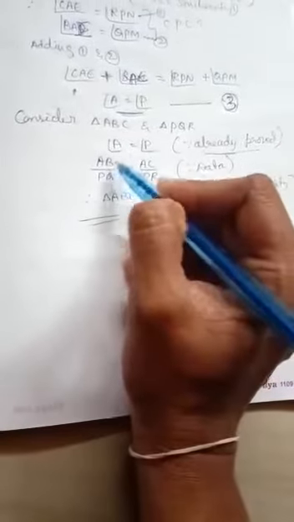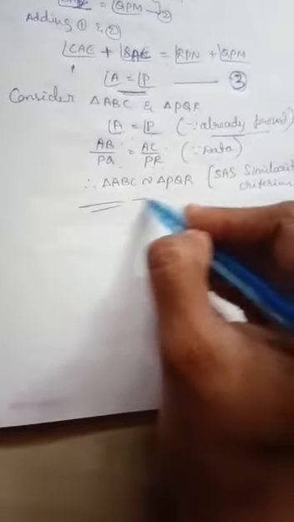Next, already by data, AB by PQ and AC by PR. This is the data. Angle A is equal to angle P, already proved. In this case, in triangles ABC and PQR, one of the corresponding angles is equal and the two sides of one triangle are proportional to the two sides of the other triangle. Therefore, by SAS similarity criterion, these two triangles are said to be similar.